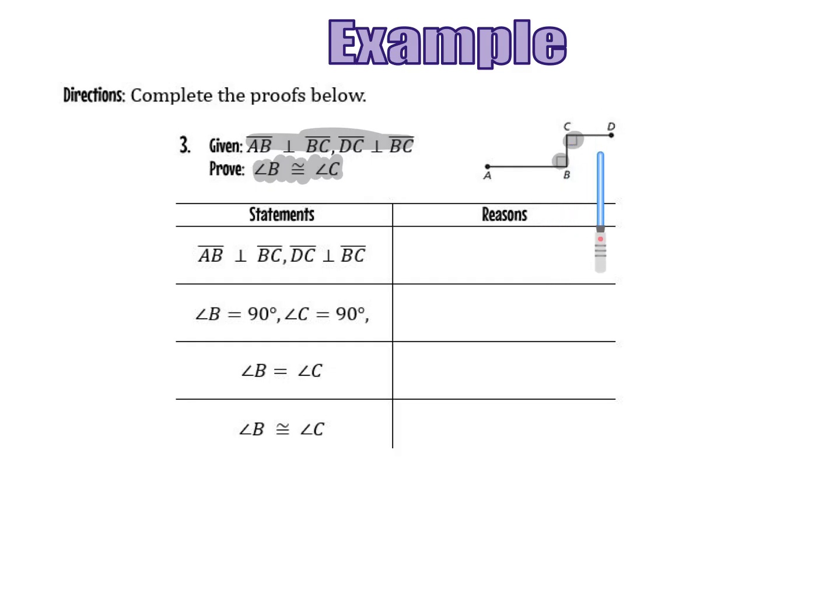So it makes sense to me that they should be equal. And that's what I'm trying to prove here. So let's look at filling in our proof. The left-hand side, the statement side, has been filled in for us, so we are just going to find the reasons. It was given to me that these two sets of segments are perpendicular.